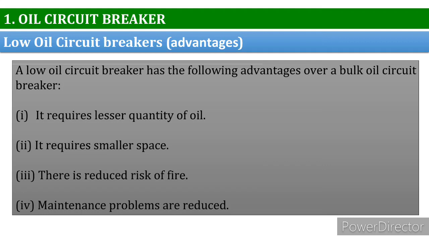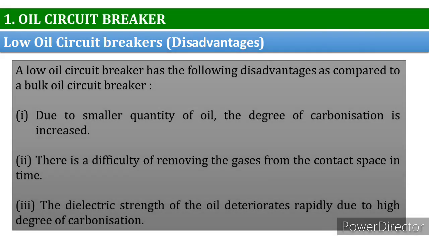There is a reduced risk of fire because there are two separate chambers. The oil is less, the moisture problem is less, so there is a reduced risk of fire and hazard. Similarly, maintenance problems are reduced. There are no specific maintenance problems in this low oil circuit breaker as compared to the bulk oil circuit breaker. Similarly, it has some disadvantages, like due to the smaller quantity of oil, the degree of carbonization is increased. This is a disadvantage, but not a great disadvantage, as compared to the other one.